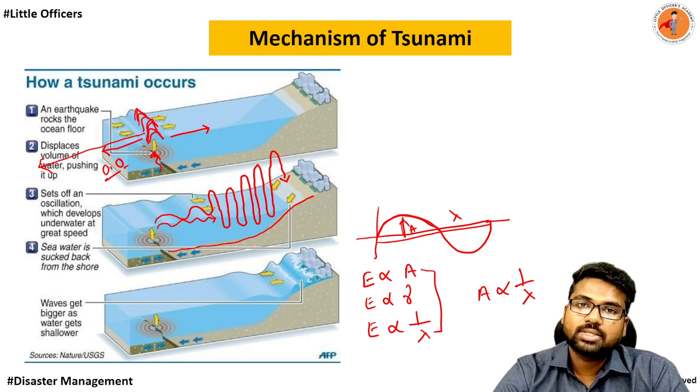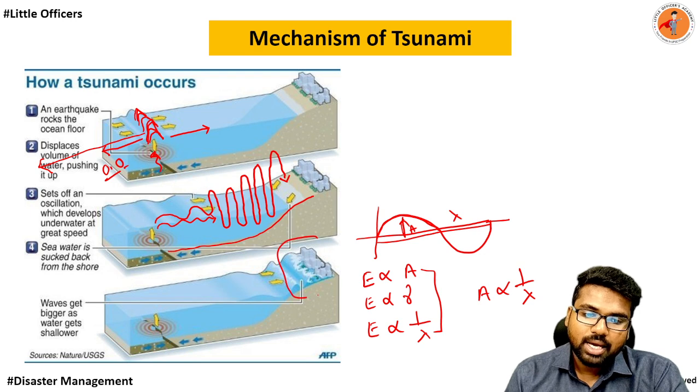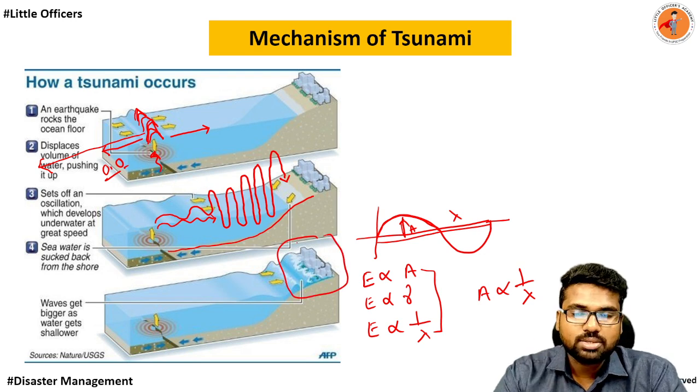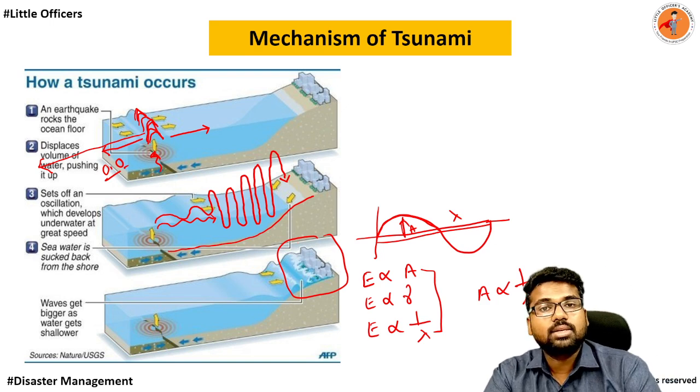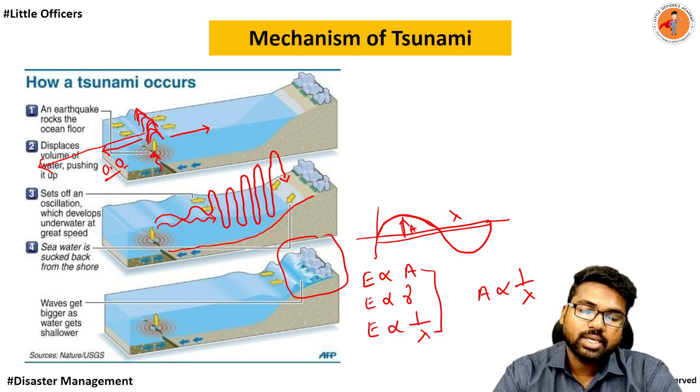And this is the one which is dangerous because it has the capability to submerge all the locations in the coastal areas. So this is the reason why the coastal areas are very, very vulnerable and there is a huge amount of flooding.